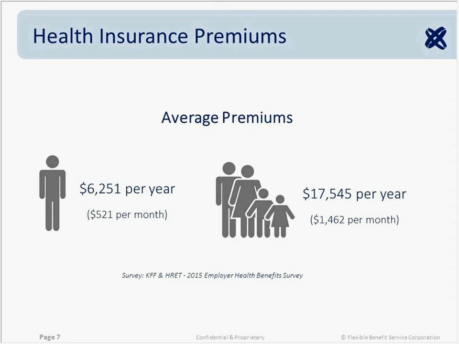When we start to take a look at family coverage, those plans covering two or more people, you can see the premium is drastically more. That average from 2015 is $17,545 per year, or $1,462 per month. So we're dealing with some relatively large numbers here when it comes to insurance premiums.